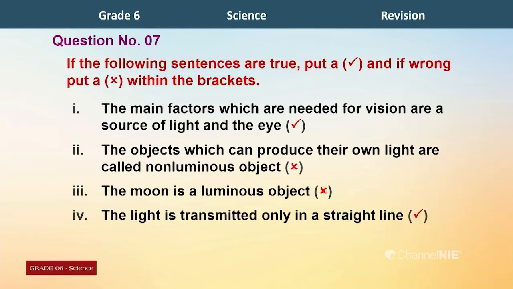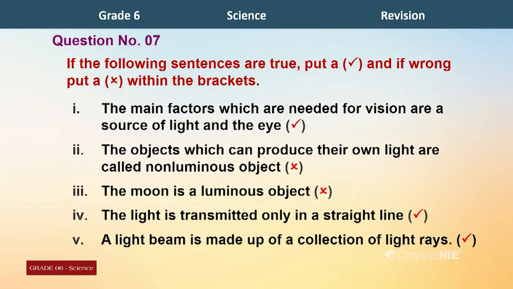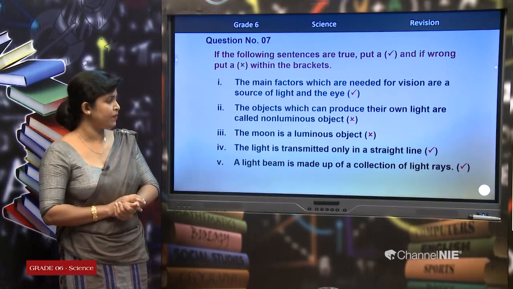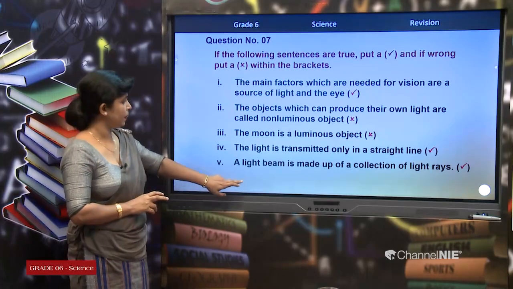Look at the next one. The light is transmitted only in a straight line. Yes, you know that the light is transmitted along a straight line. So the statement is correct. A light beam is made up of a collection of light rays. We define the light beam as a collection of light rays. That is correct.